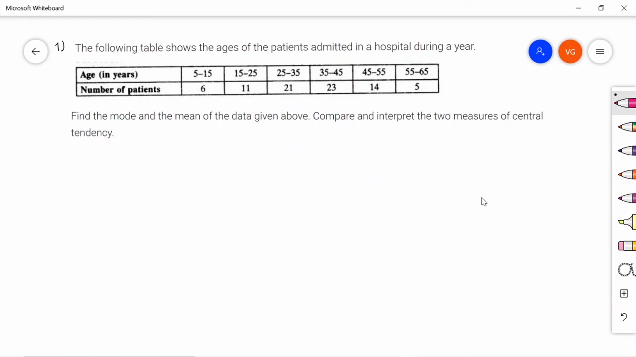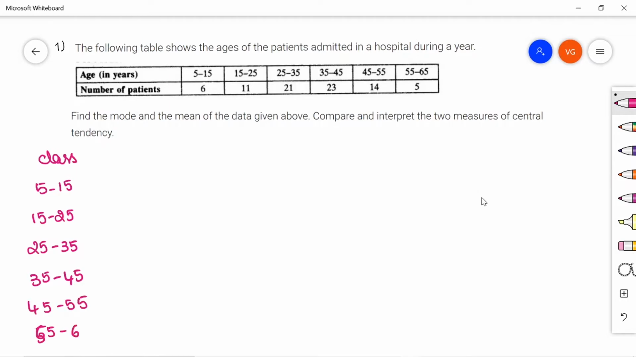Now let us calculate the mean of the given data. As the numbers are a little big here, I will go with the step deviation method. Let us write down the data in tabular form. I am writing the age, the classes they have given: 5 to 15, 15 to 25, then 25 to 35, 35 to 45, 45 to 55, and the last class interval is 55 to 65.